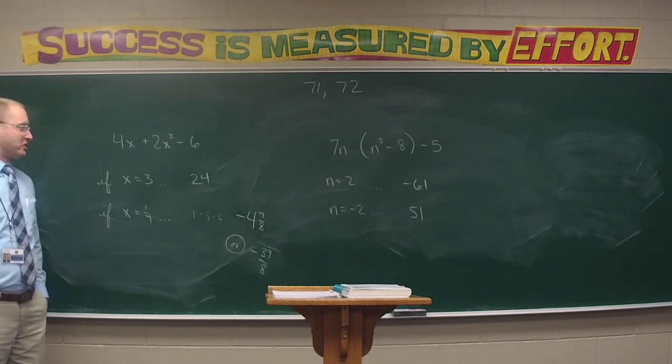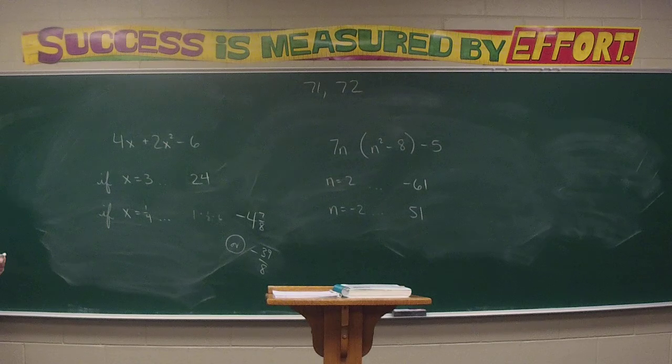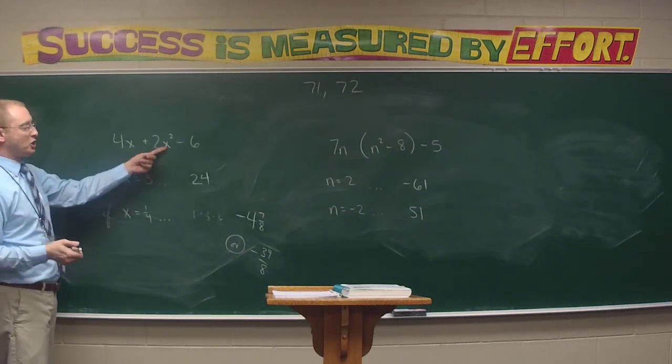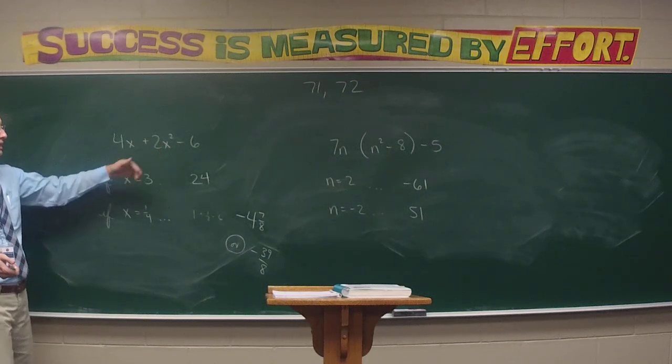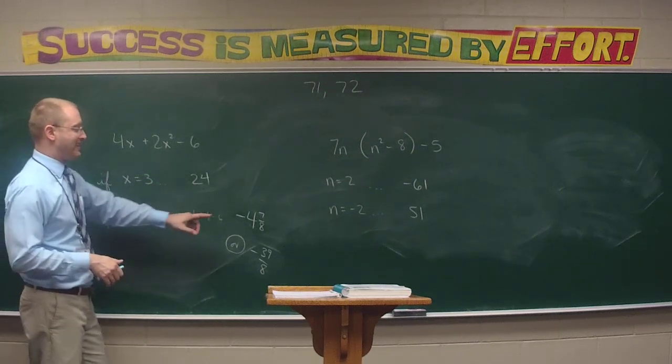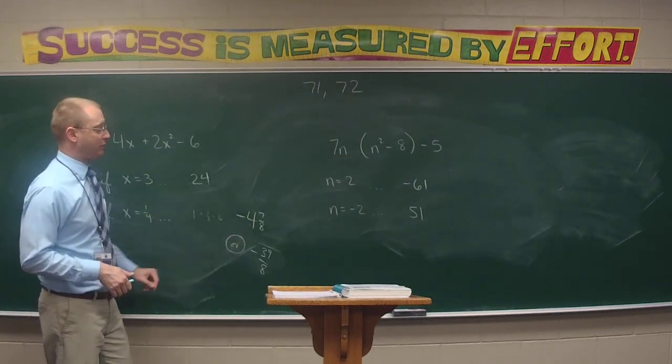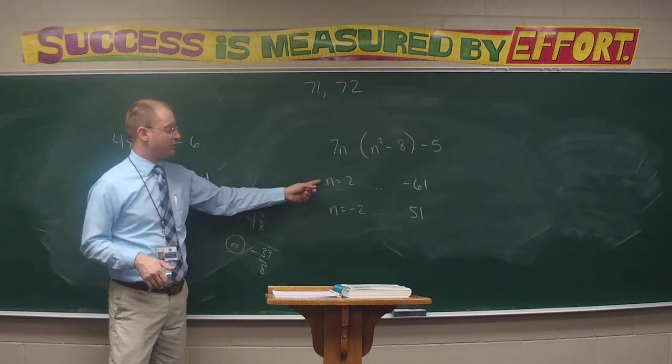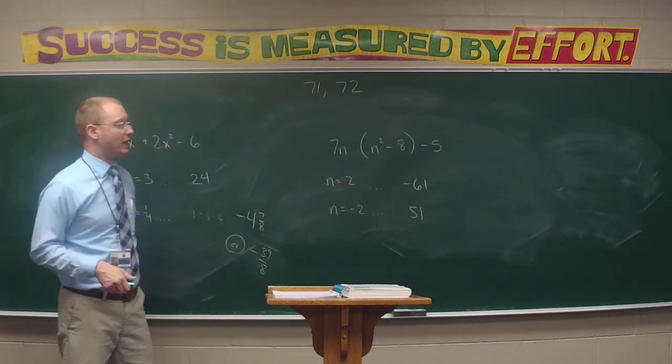For sake of time, check your answers. Of the ones you got done, even if you didn't get them all done. I went 3 for 4. I missed this one. My brain cubed a 2 to get 8 instead of squaring a 3 to get 9. I don't know. I'm human. 24 should have been our answer there. For this one, negative 4 and 7/8 if you decided to tackle the fraction, or negative 39/8. It's negative 61 for n is 2, and 51 for n is negative 2.